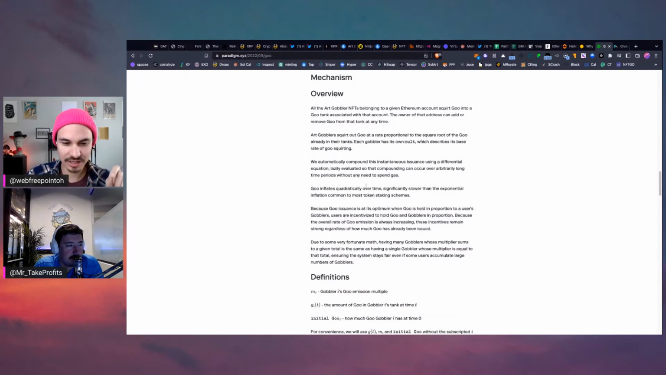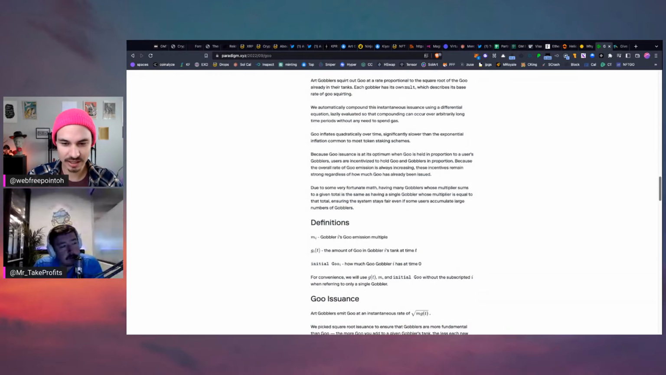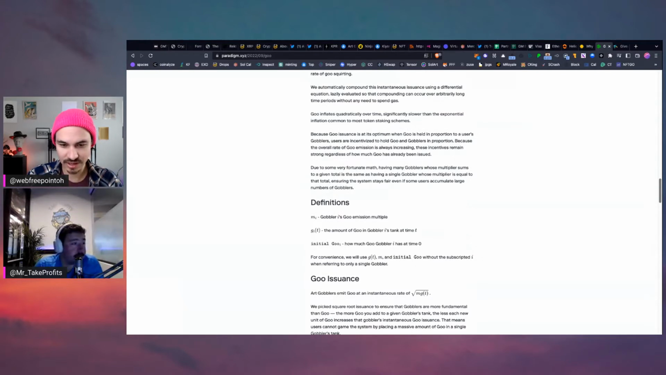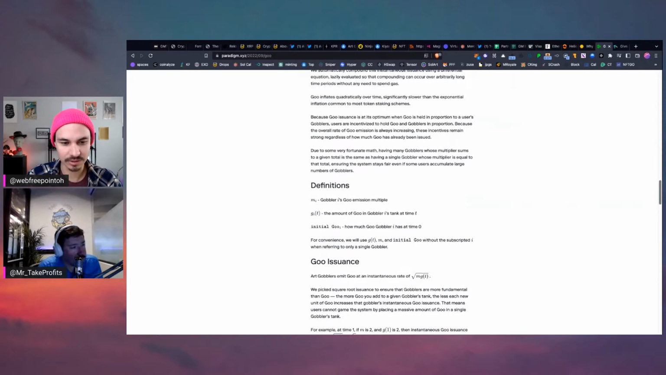Goo inflates quadratically over time, significantly slower than the exponential inflation common to most token staking schemes. Because goo issuance is at its optimum when goo is held in proportion to a user's gobblers, users are incentivized to hold goo and gobblers in proportion because the overall rate of goo emission is always increasing. These incentives remain strong regardless of how much goo has already been issued. Due to some very fortunate math, having many gobblers whose multiplier sums to a given total is the same as having a single gobbler whose multiplier is equal to that total, ensuring the system stays fair even if some users accumulate a large number of gobblers.